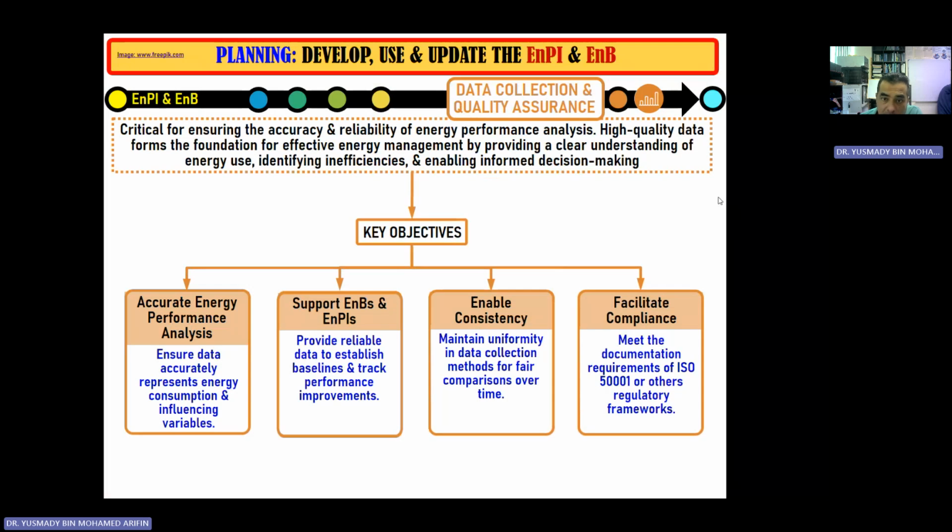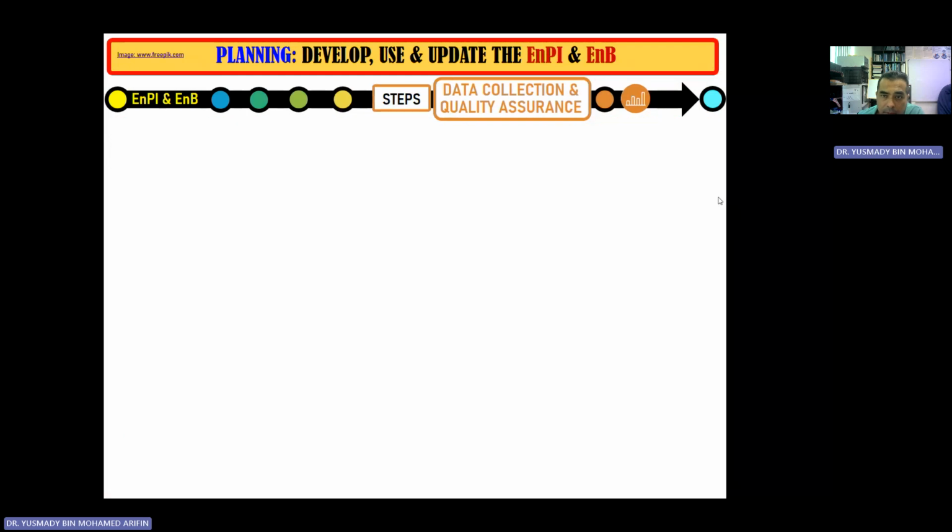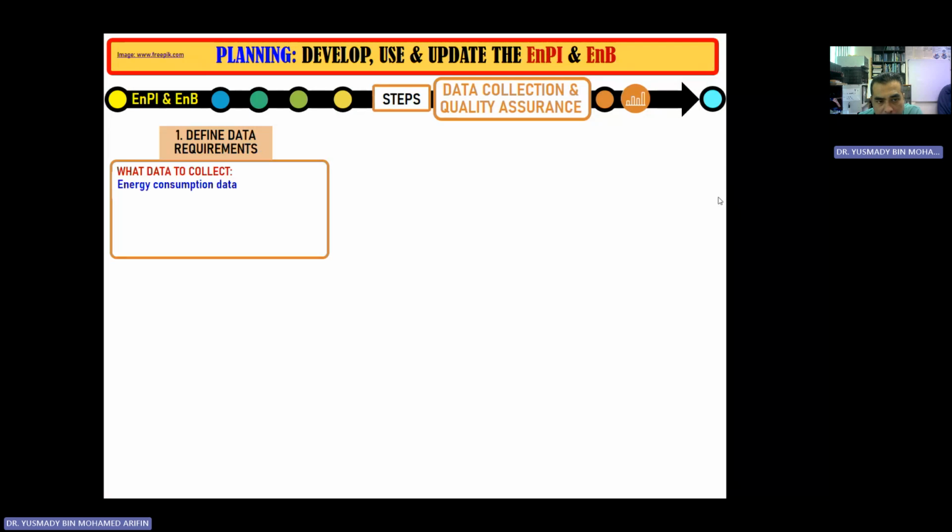So these are key objectives of the data collection and also quality assurance. In terms of steps for the data collection and quality assurance, first we need to define data requirements. So what kind of data we need to collect? We need to collect energy consumption data, static factors, and decide how often to collect. Data can be real-time for dynamic systems, weekly or monthly for utility billing data.